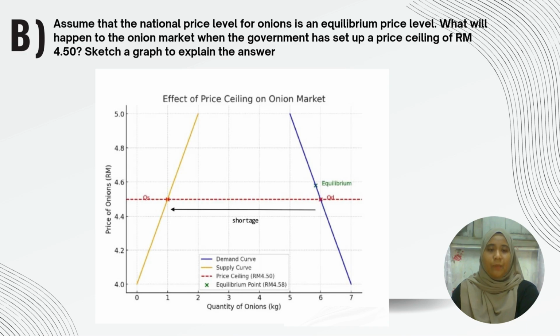I'll present about the graph from case study 4. Firstly, the axis. The x-axis represents the quantity of onions in kilograms. The y-axis represents the price of onion in RM. Secondly, the equilibrium point. The equilibrium price is 4 ringgit 58 cents, where supply and demand intersect. Thirdly, the price ceiling. A horizontal line at 4 ringgit 50 cents represents the price ceiling. At this price, the quantity demanded QD exceeds the quantity supplied QS, creating a shortage gap between QD and QS.